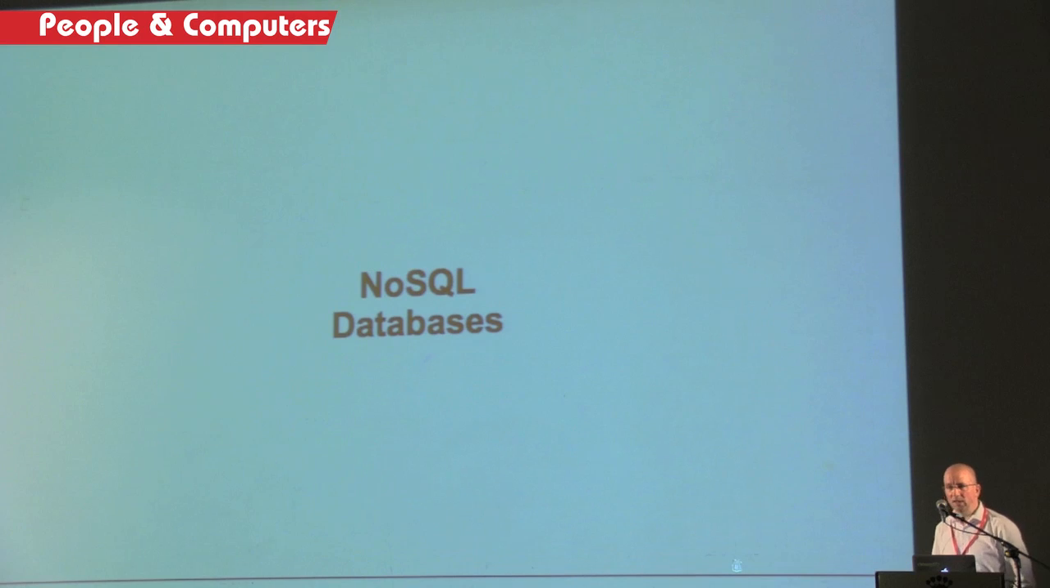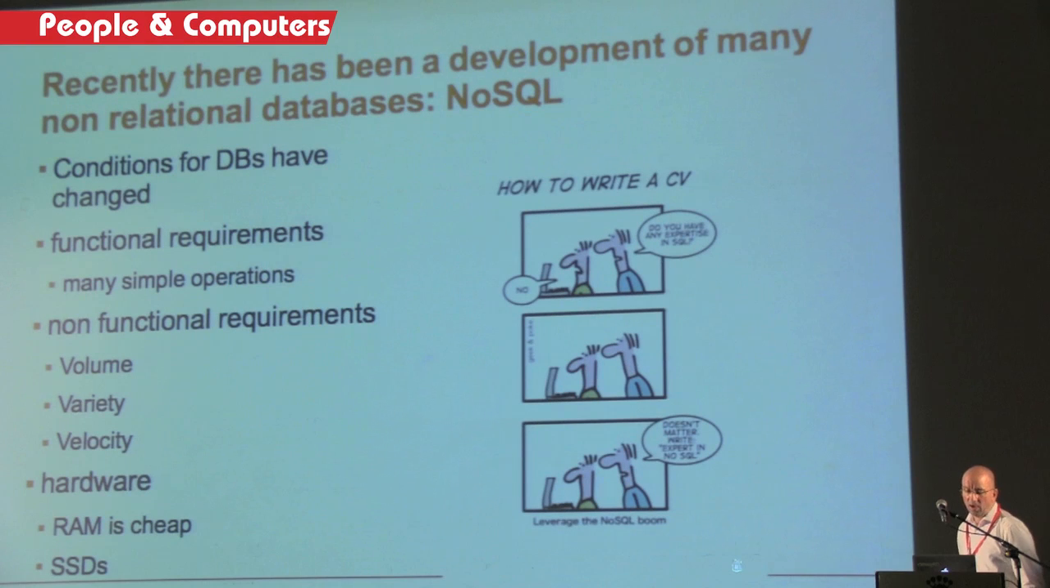Aha. Non-relational databases, NoSQL databases. That's where they come in. I can probably flip through that. There has been a development of non-relational databases in the recent past. That's because the conditions have changed. We have different functional requirements from what was required from a database 30 years ago, different non-functional requirements in terms of volume, variety, and velocity. The hardware, what used to be terribly expensive, is now suddenly very, very cheap, and all that changed and has led to basically a big bang.